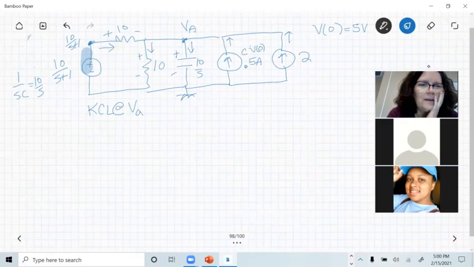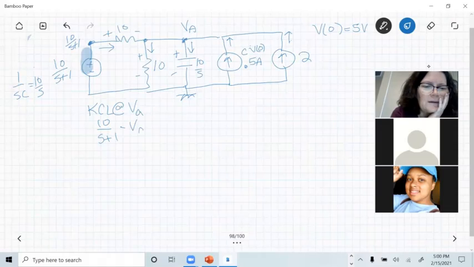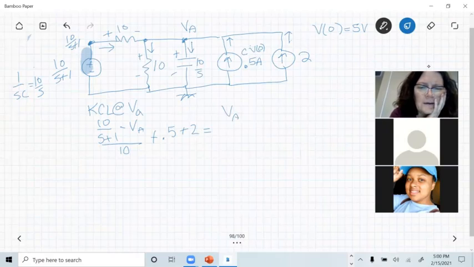Going into VA, the ones pointing towards VA, through the 10 ohm resistor I've got 10 over S plus 1 minus the voltage on the other side, which is VA, and all that is over 10. Also going into the node, I have this one here, plus 0.5, plus 2. Then coming out, I have VA minus 0, because this is going to ground. So VA over 10 plus VA over 10 over S.